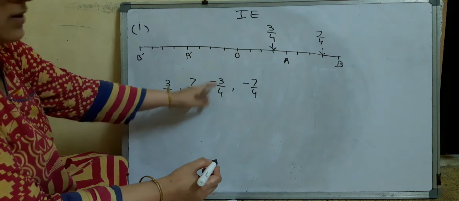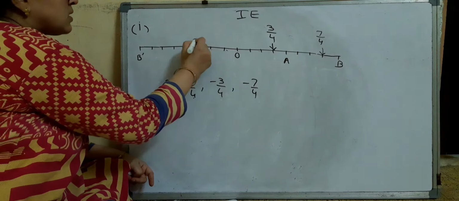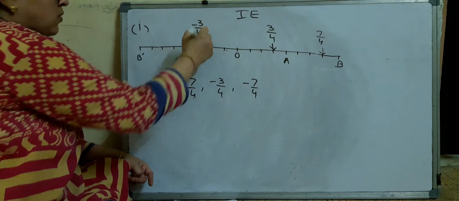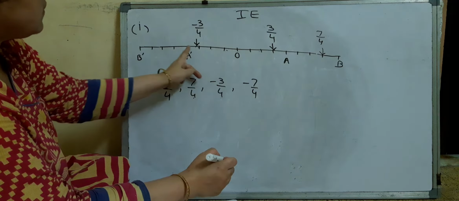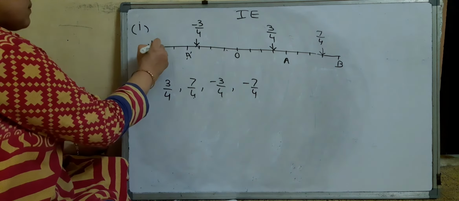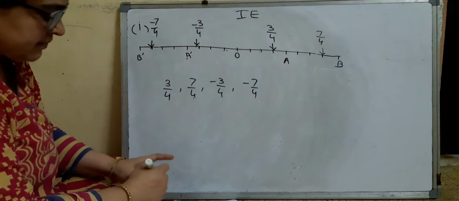Now the negative side is always on the left side. So minus 3 upon 4. So 1, 2, 3. Minus 3 upon 4. Second is this one, minus 7 upon 4. 1, 2, 3, 4, 5, 6, 7. Minus 7 upon 4. This is the answer on the number line.